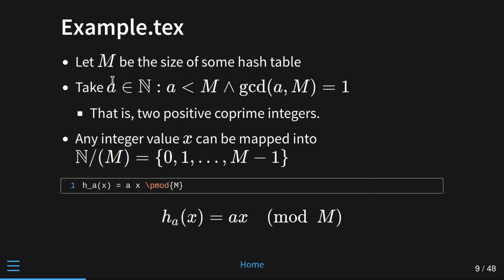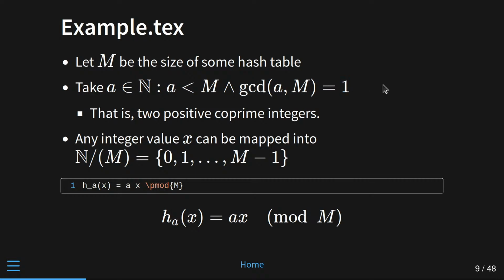We're going to imagine a hash table, and we're going to say m is the size of some hash table. We're going to take a value a that is a natural number, so that is a positive integer. We're going to say it's not 0, but we're not going to comment on whether 0 is a natural number or not, right? Because we're not trying to start any fights. The natural number a is going to be less than m, and also co-prime with m. So the greatest common divisor of a and m is 1.